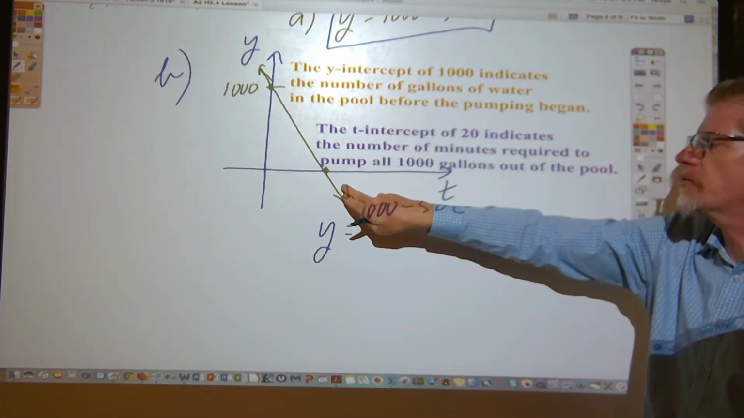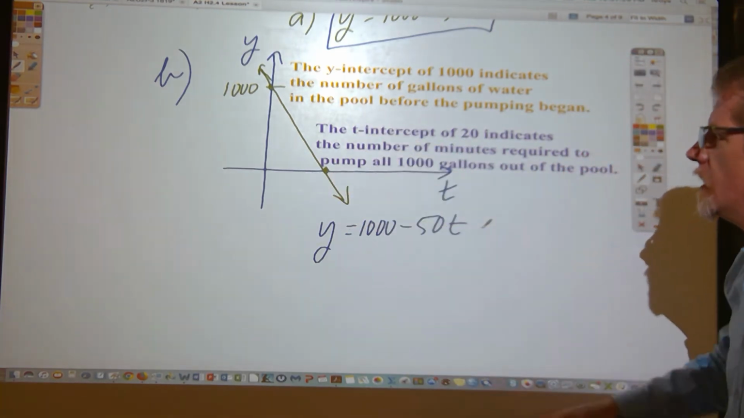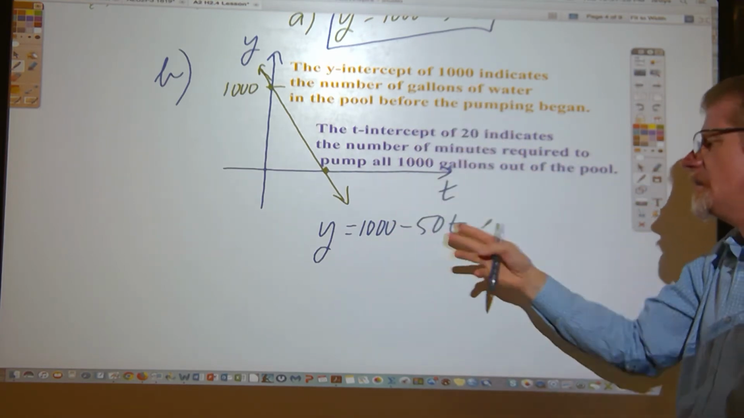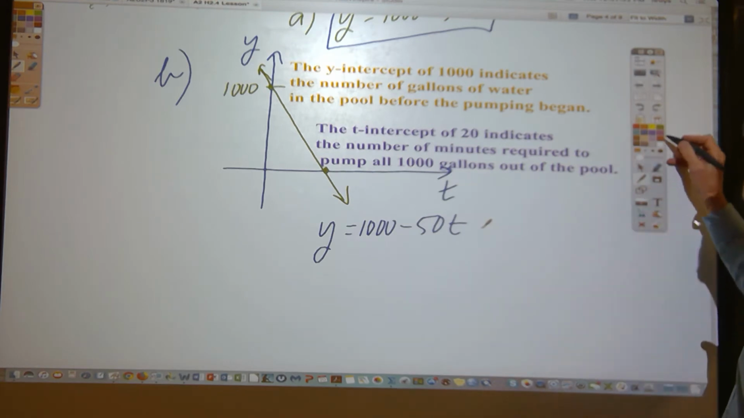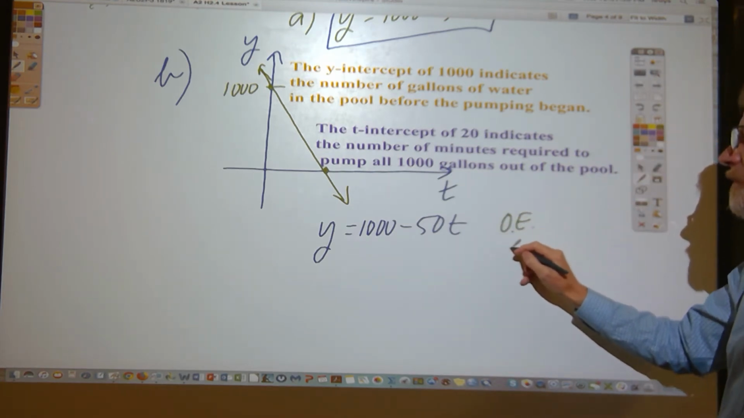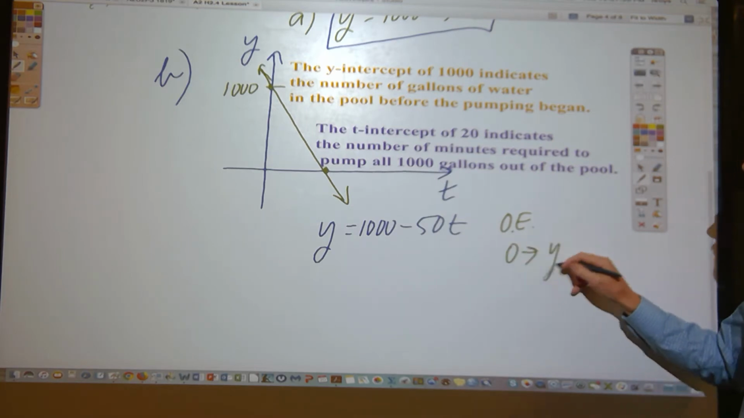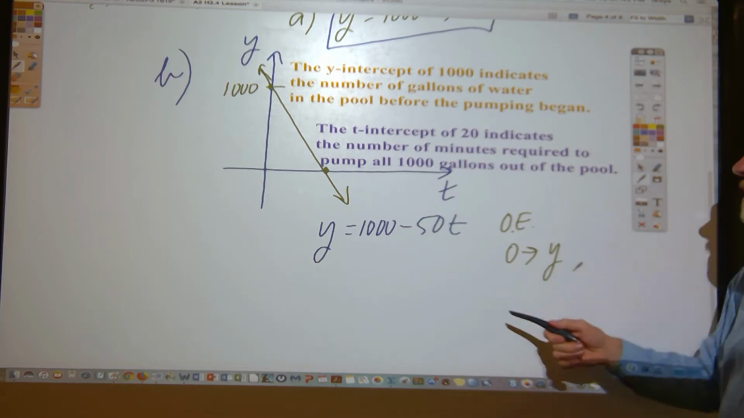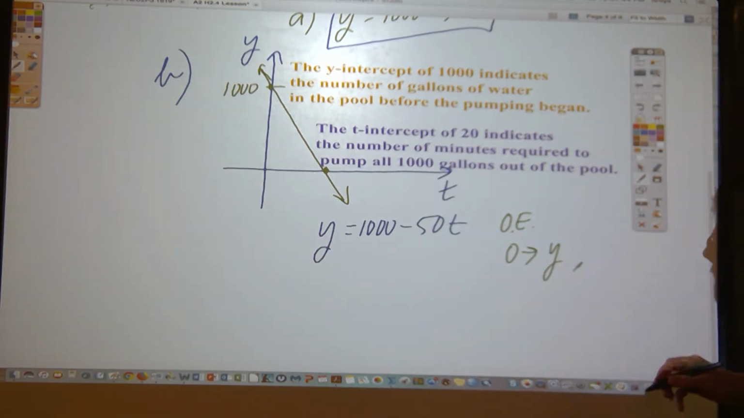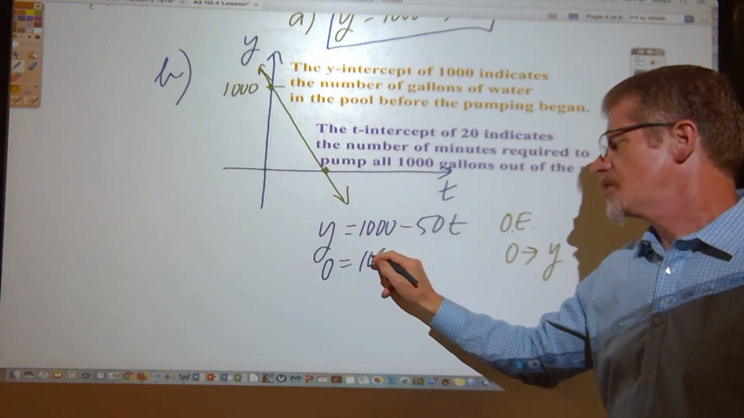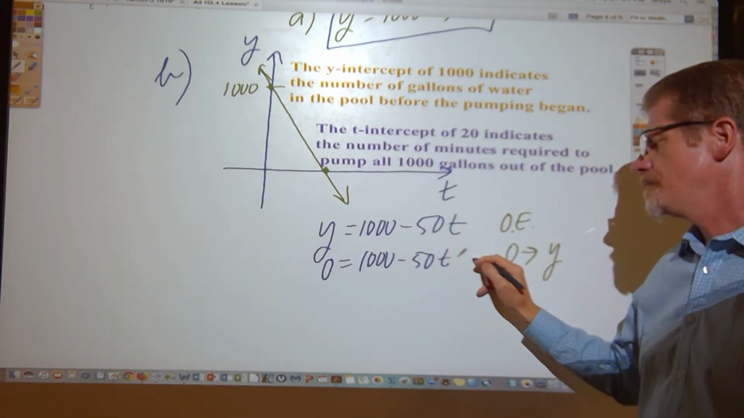And to really complete our graph, let's find out how to get that 20, because here's a 20 here, but I hadn't yet solved the equation. So let's do the work. If you take this as your original equation, let's substitute a 0 in for y, because when all 1,000 gallons are out of the pool, that means y will have a value of 0. And that equation becomes 0 equals 1,000 minus 50t.